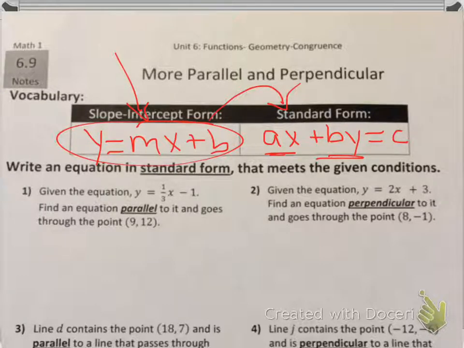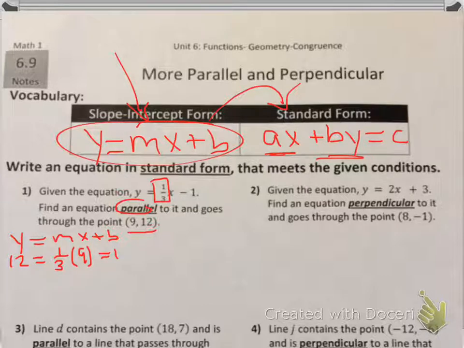All right, so it says write an equation in standard form that meets the given conditions. So given the equation y equals 1/3 x minus 1, find an equation parallel, which means we're using the same slope, that goes through the point (9, 12). So if you remember the other day, I showed you how to do that with y equals mx plus b form, where we substituted the 12 in for the y. We're using the same slope, so 1/3 in for the slope. The 9 goes in for the x, and we're just going to solve for b, and we'll have that equation.